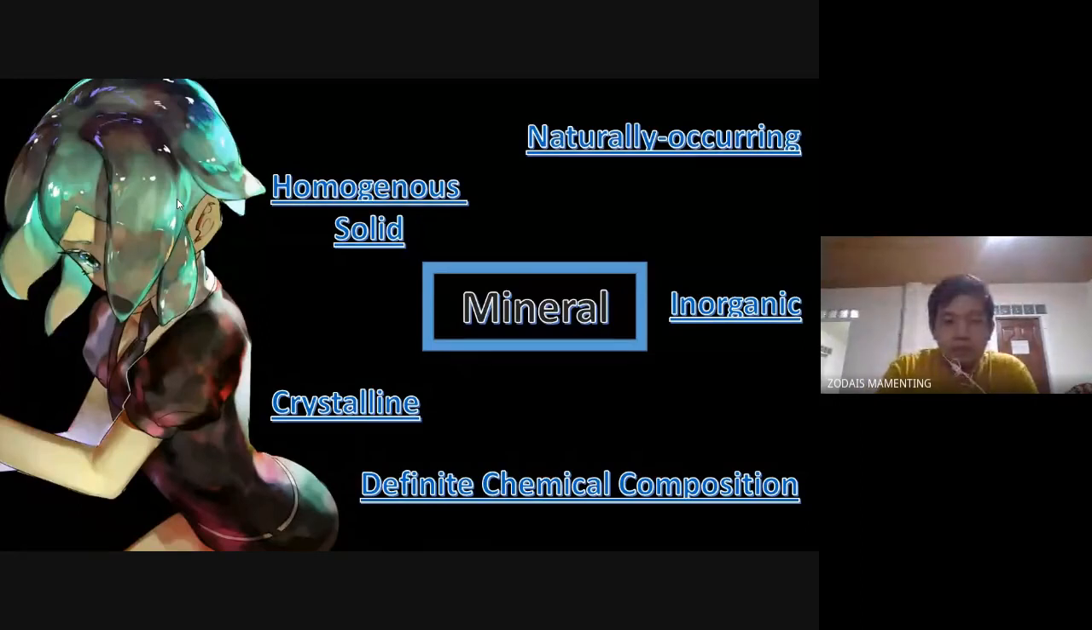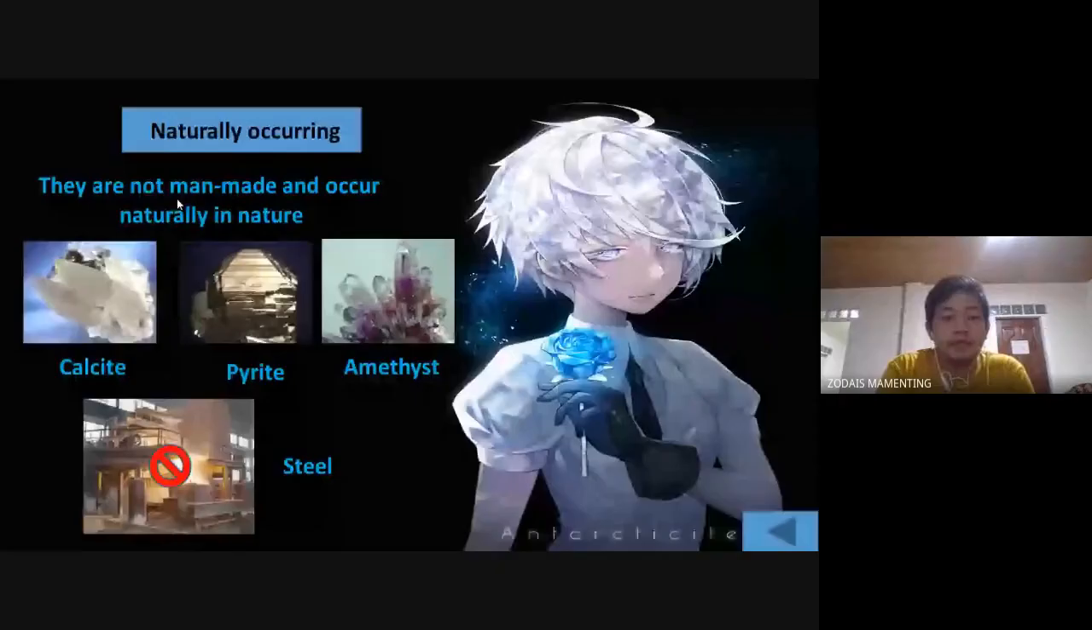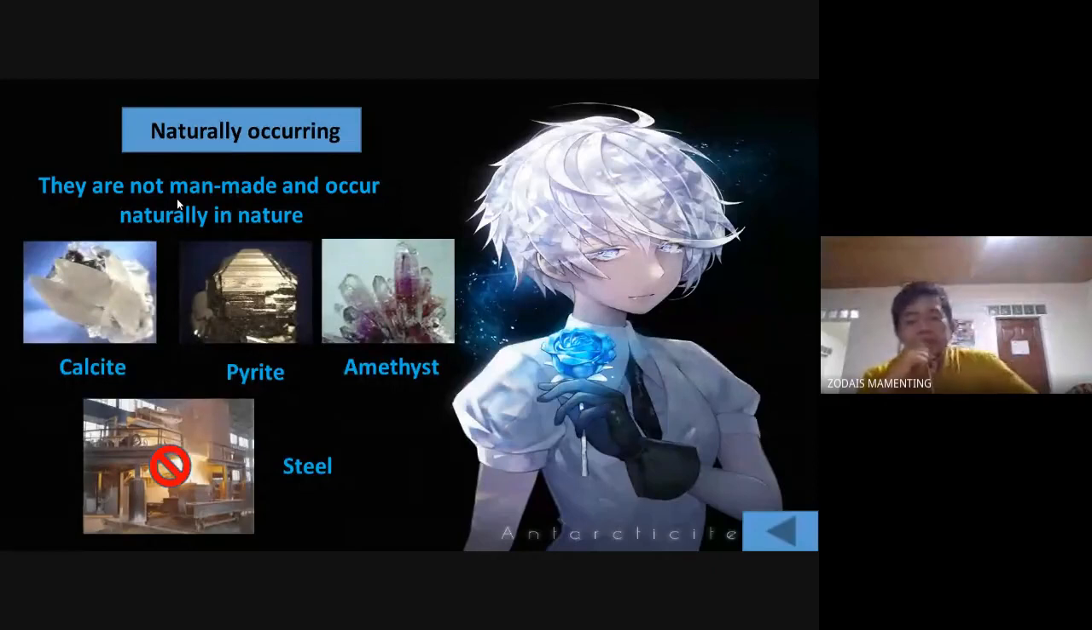Naturally occurring means they are not man-made and occur naturally in nature. Examples of this are calcite, pyrite, and amethyst. Steel is not a mineral. Why? Because it is man-made, although it is made up of minerals.